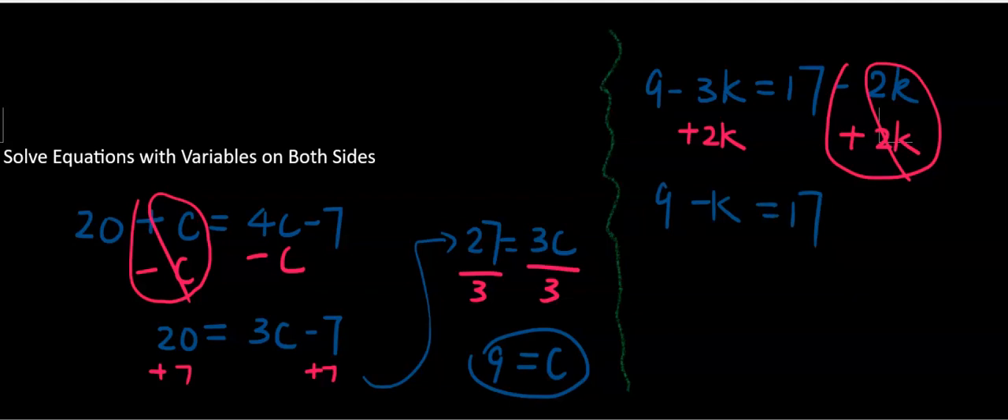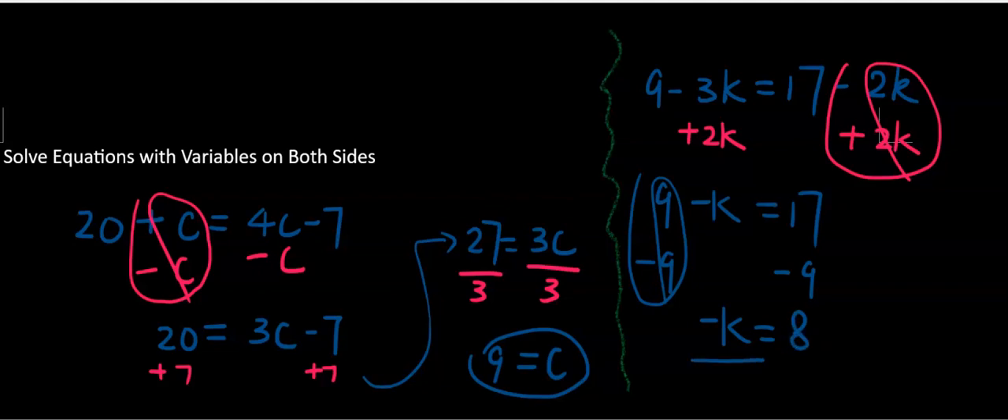Now, we decided that the k stays on the left side. And we're going to minus 9, cancel out. And k is what? Negative k is 17 minus 9 gives us 8. But it's a negative k. So divide by 1, k is negative 8.